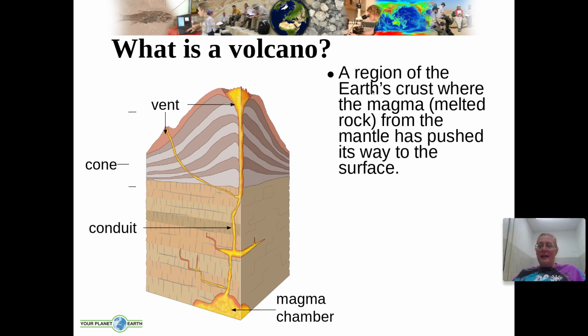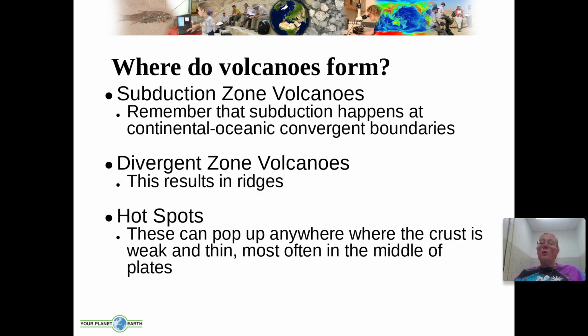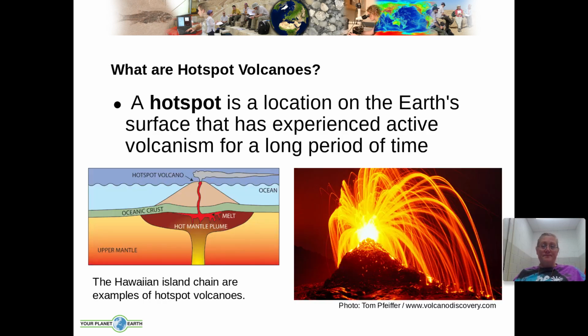And a volcano is a region of the Earth's crust where the magma, the liquid rock, has pushed its way up to the surface. Where do we find the volcanoes? We're going to find them at the subduction zones. Remember, that's where the continental-oceanic convergent boundaries occur, so not too far from an ocean. Divergent zones, which are usually in the middle of the ocean, and hotspots. These can pop up anywhere where the crust is weak and thin, often in the middle of the plates. We have not talked about hotspots yet.